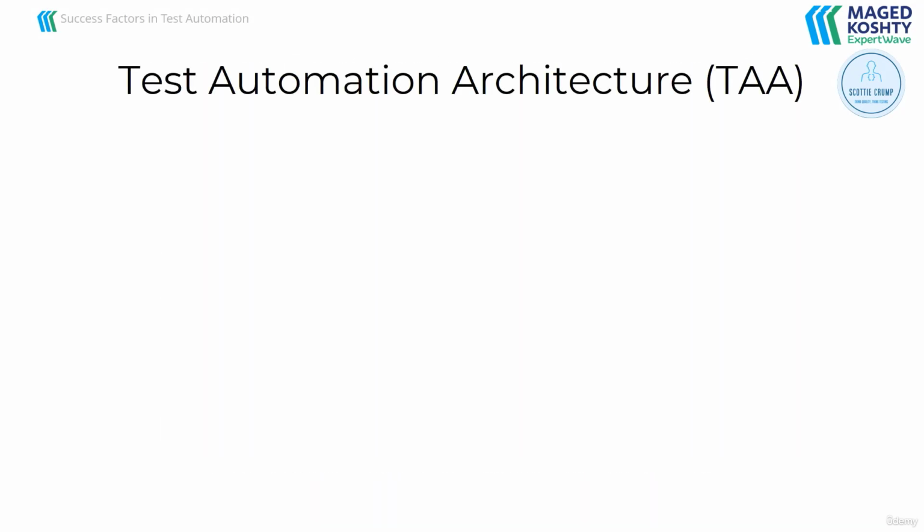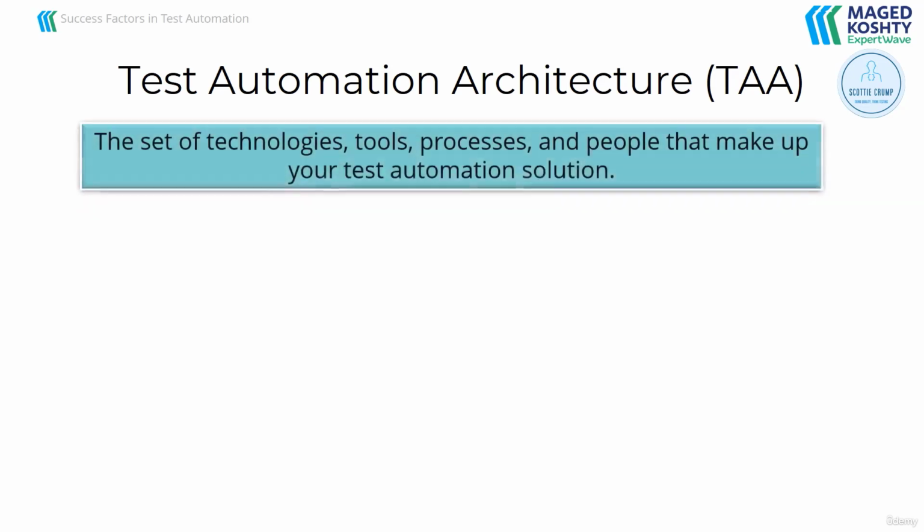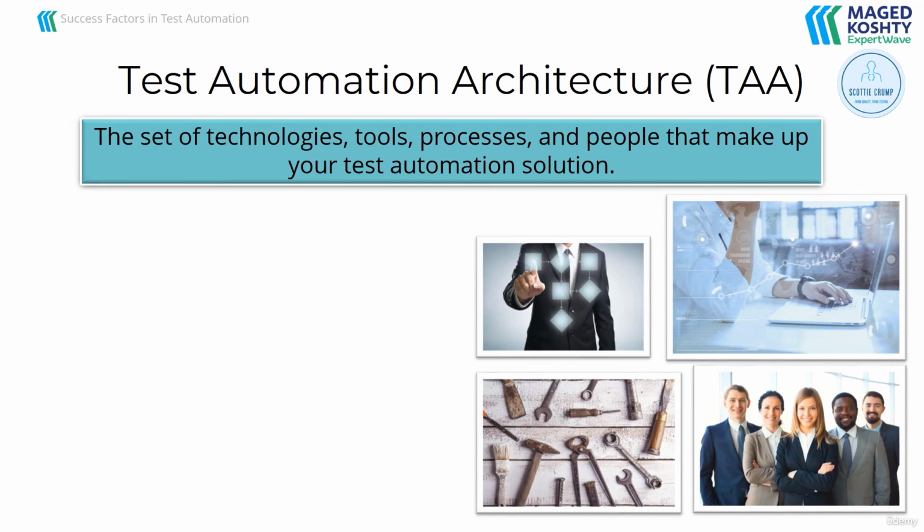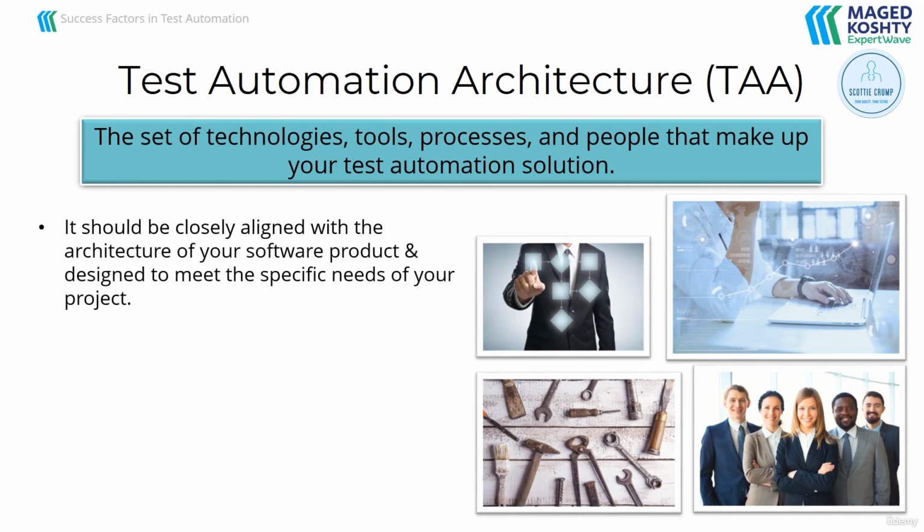There are many major success factors for test automation, such as Test Automation Architecture, TAA. The Test Automation Architecture, also referred to as TAA, is a set of technologies, tools, processes and people that make up your test automation solution. It should be closely aligned with the architecture of your software product and designed to meet the specific needs of your project. For example, you would not use the same test automation architecture, TAA, for a web application as you would do for a mobile app.